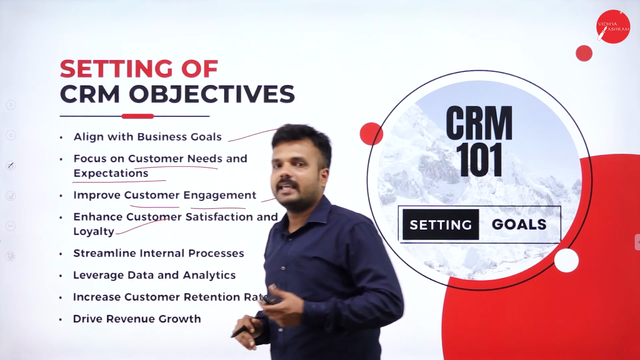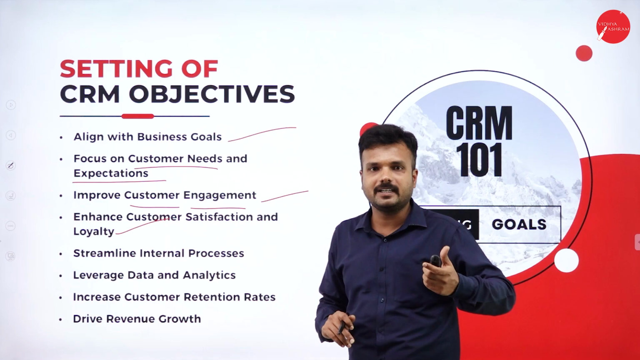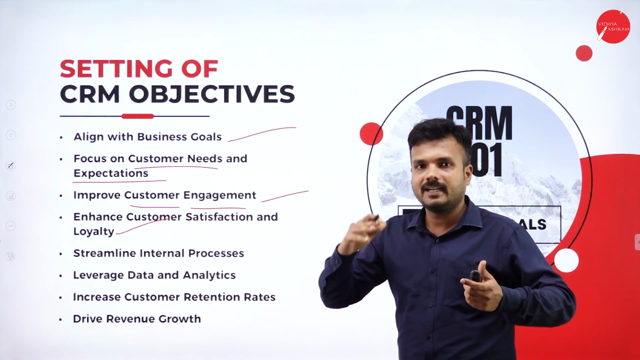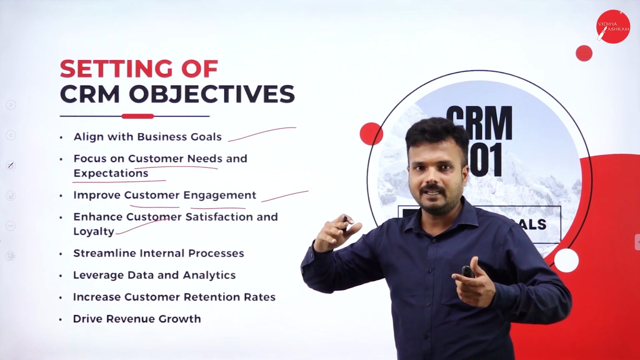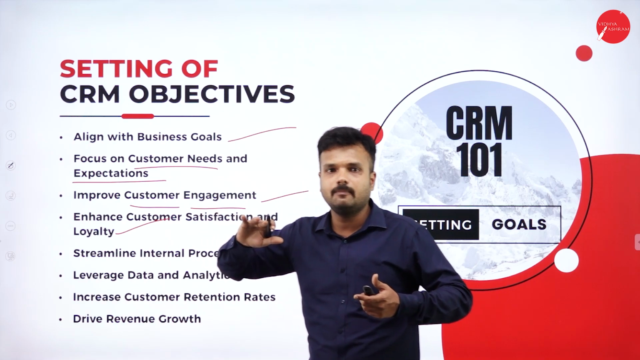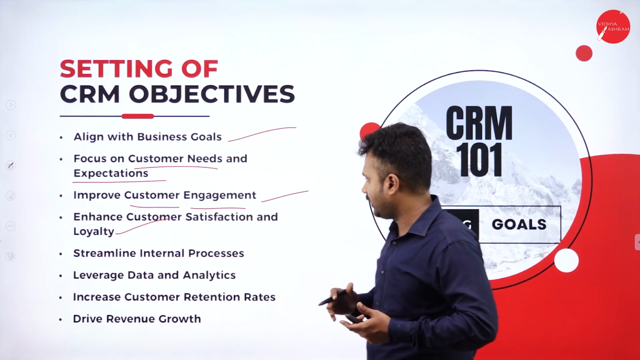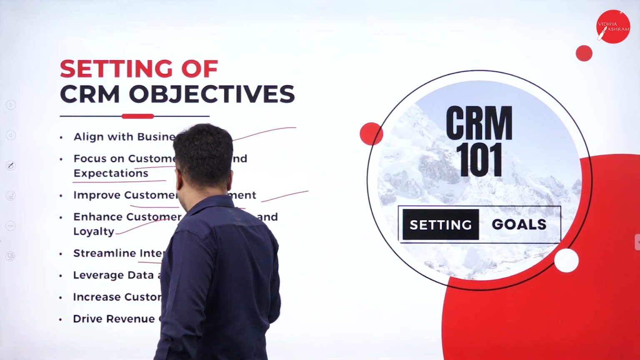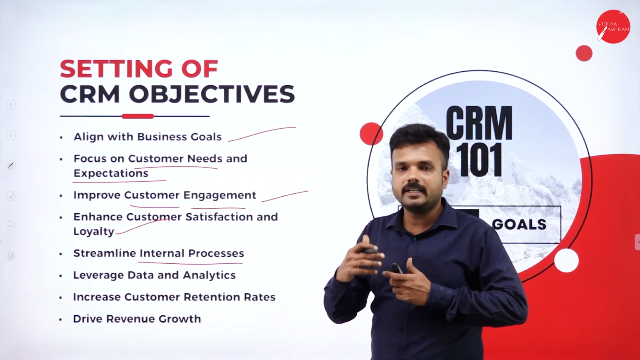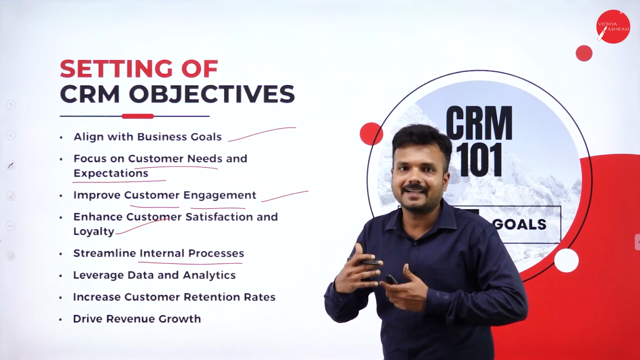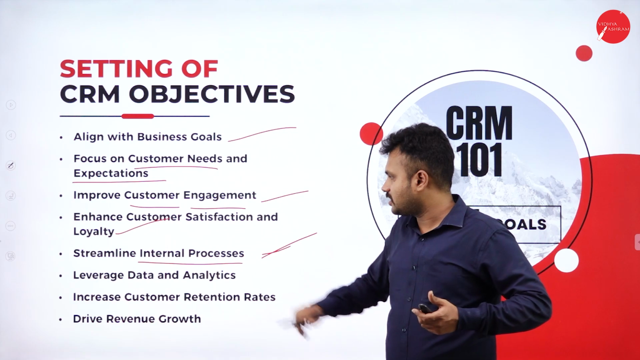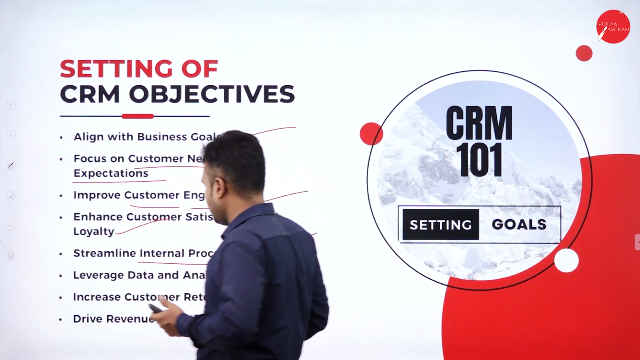We are supposed to enhance customer satisfaction and loyalty, because due to competition, people may get motivated towards other brands. So we must satisfy the customer, and we must also keep motivating the customer towards our product. Streamline internal processes. There are a few activities, strategies and tactics which happen internally inside the organization, and we call that streamlining internal processes.